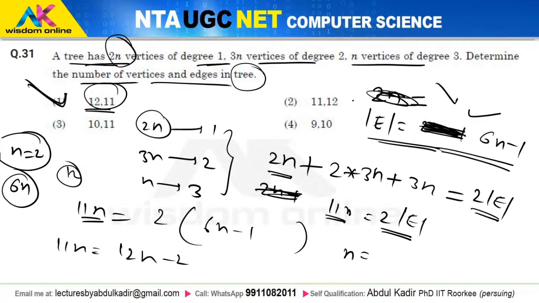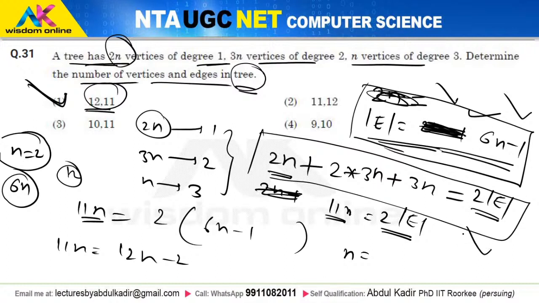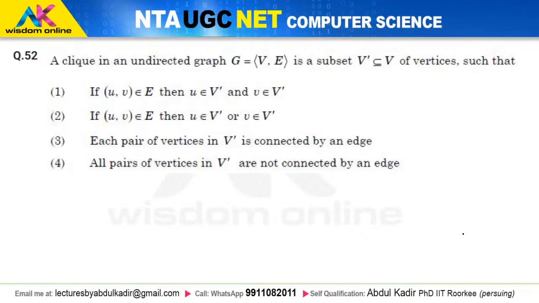So in this question we have used only two concepts. The first concept is that in any tree the number of edges will be equal to the number of vertices minus 1. And the second concept that we have used is the degree sum, the handshaking lemma, which we have already seen. From these two concepts we can find the value of n. Value of n will be 2, but remember the answer will not be 2, because the number of vertices is 6n, so 6 into 2, that is 12. If anyone has any doubt, then you can ask.